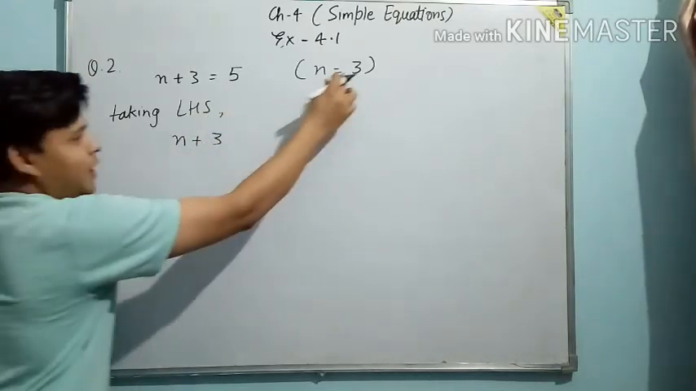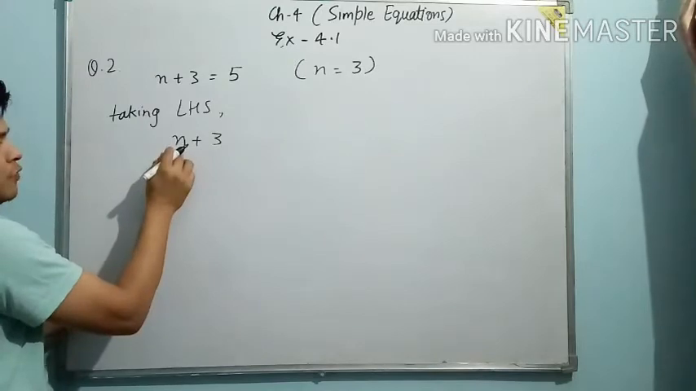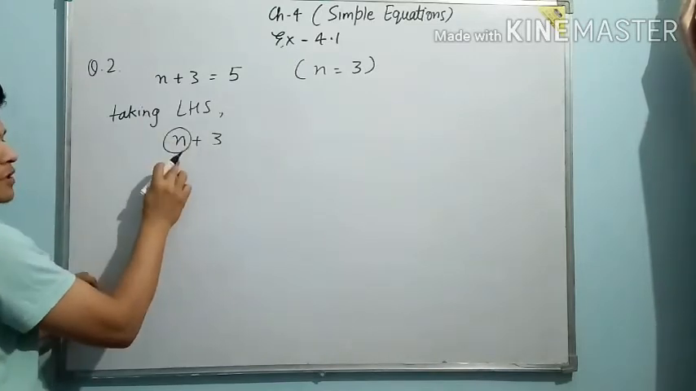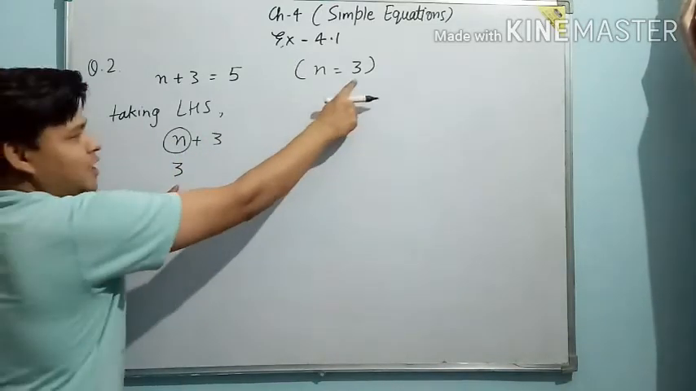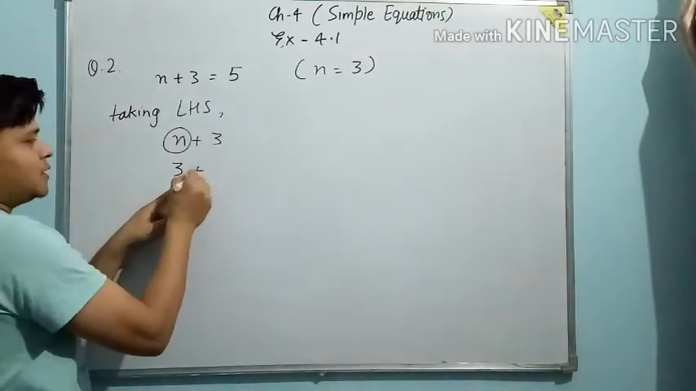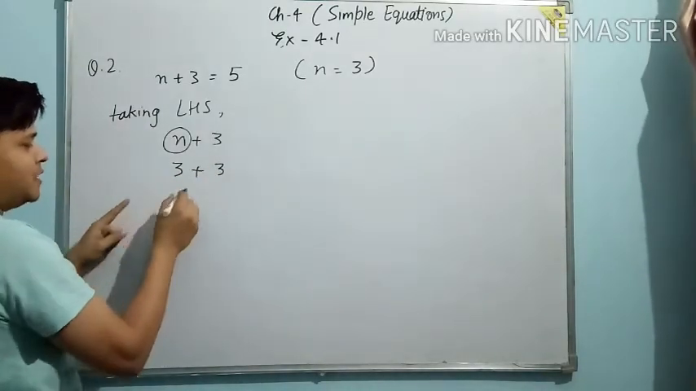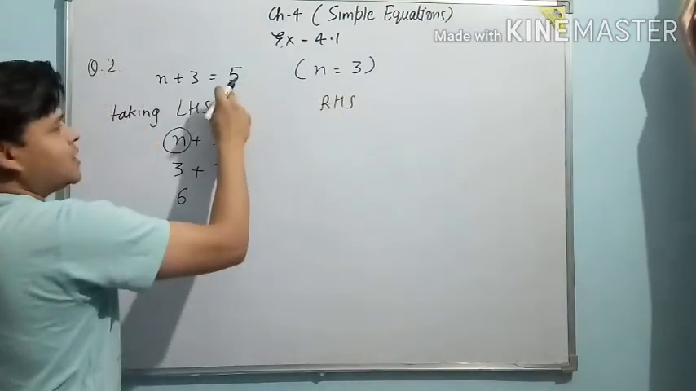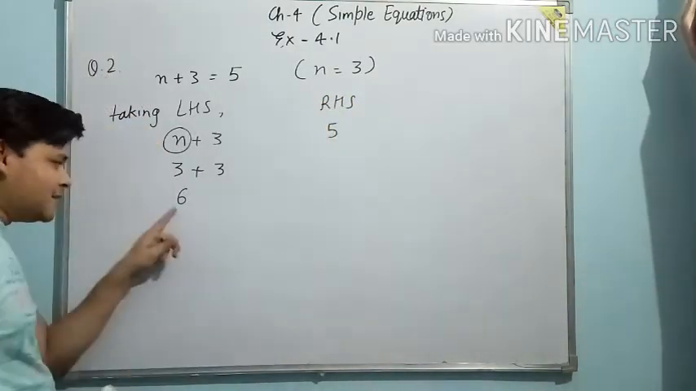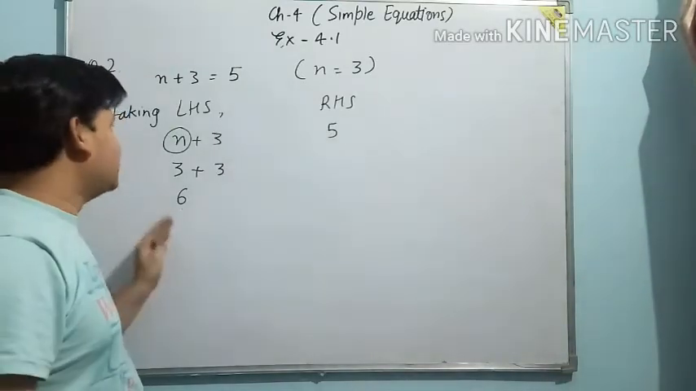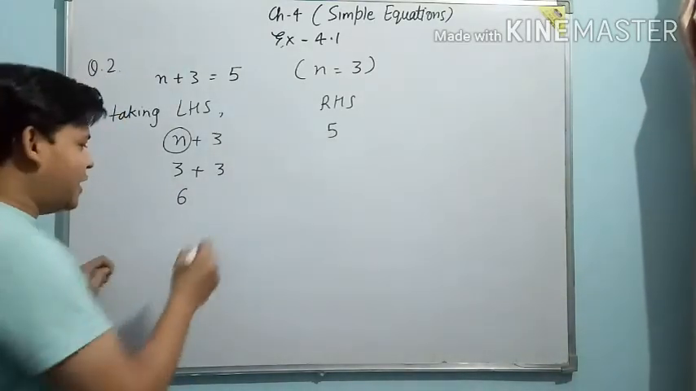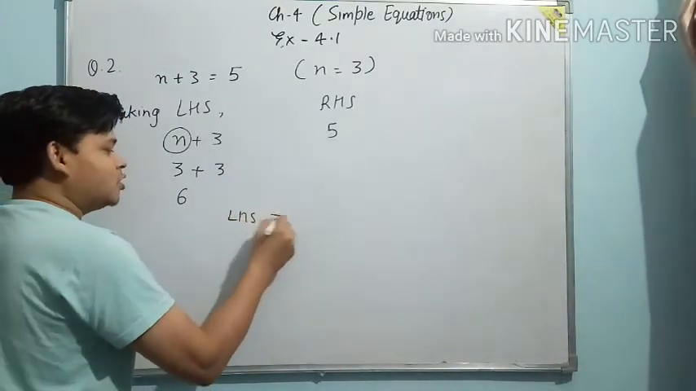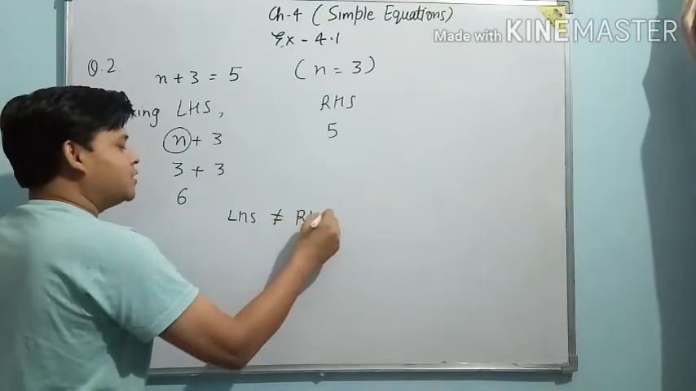So let's put here 3 in place of this n. In place of this n I am putting here 3 as it is given here, plus this 3. So 3 plus 3 is 6. But in RHS we have 5. So 6 and this is 5. So that means LHS is not equal to RHS.